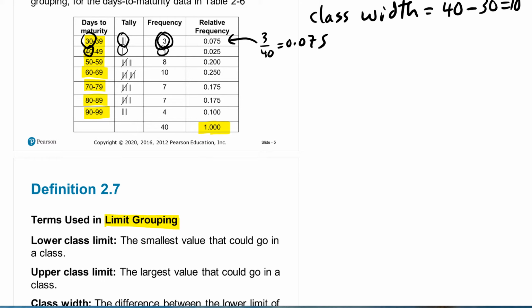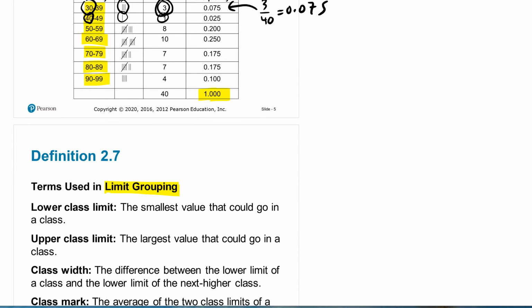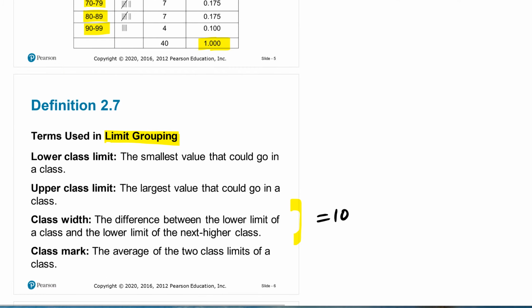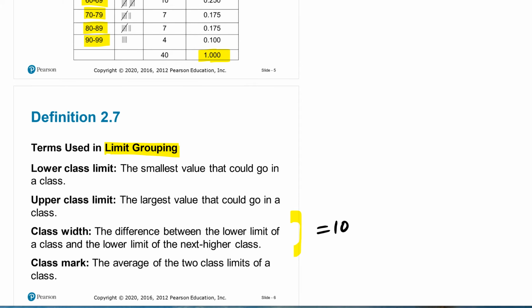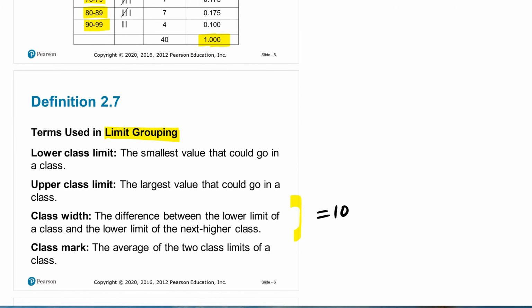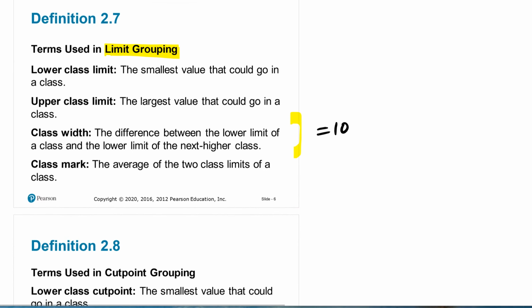The class width is the difference between the lower limit of a class and the lower limit of the next higher class, as we did 40 minus 30. So here it's 10, which is 40 minus 30, or 50 minus 40, 60 minus 50, and so on and so forth. Class mark, we're not going to use it that much, but it's basically the average of the 2 class limits. So for the first one it would be 30 plus 39 divided by 2, and 40 plus 49 divided by 2.